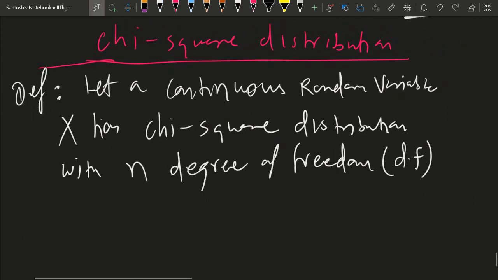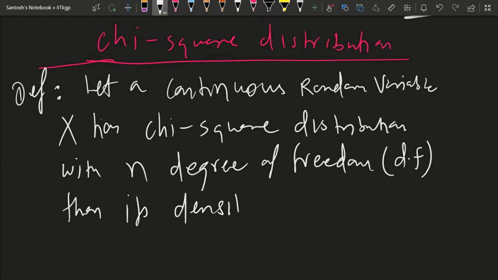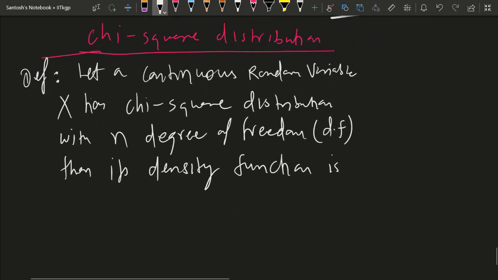Then its density function is... So the density function, in short, means PDF. So we call it PDF, probability density function.